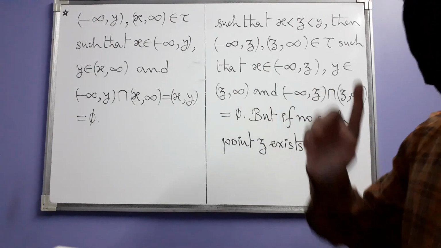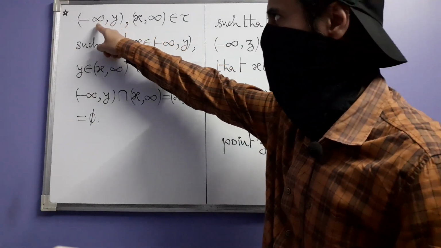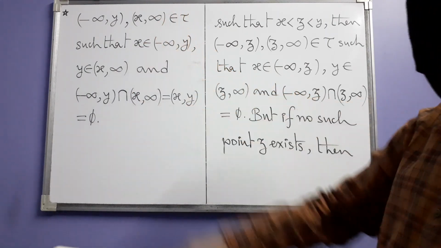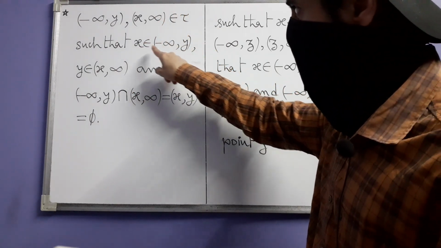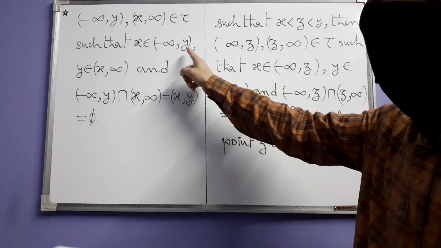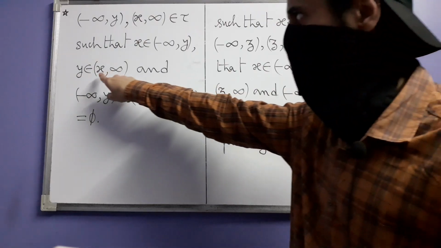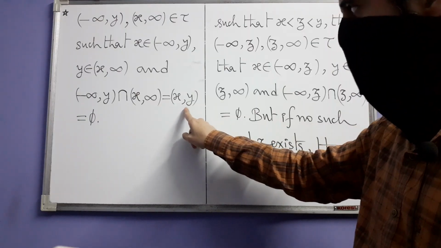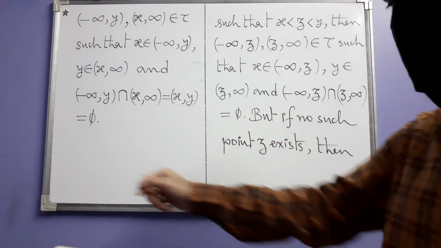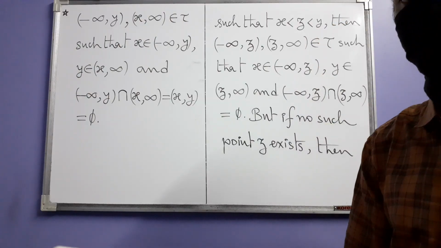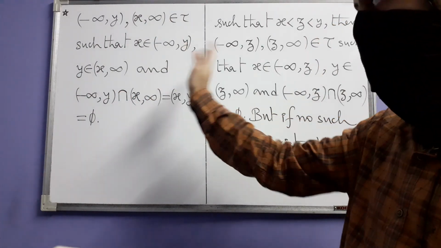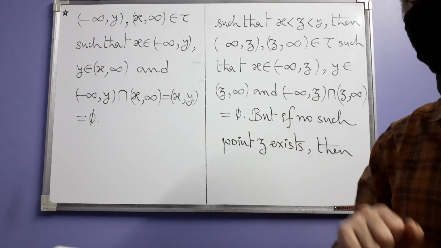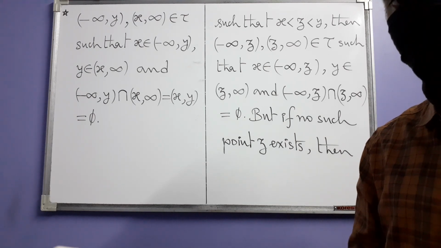Even in this case we can do something. You consider these two rays, minus infinity comma Y and X comma infinity. They are also open in the order topology. Now this is a neighborhood of X because X is less than Y, and because of that inequality this is a neighborhood of Y. And what is the intersection of these two? That's the open interval X comma Y, which is empty because there is no point between X and Y. So again you have been able to separate X and Y using disjoint neighborhoods, and that's why our ordered set with the order topology is a Hausdorff topological space.